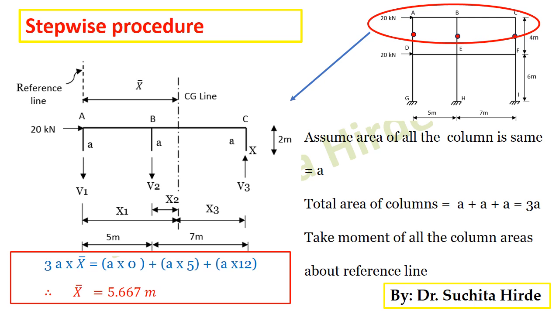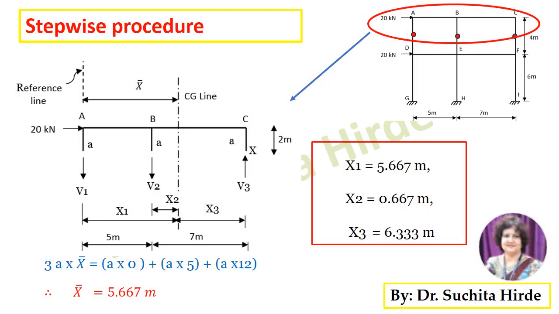Next step is to calculate the distance of each column from the CG line, that is x1, x2 and x3. The distance of the first column is x1, and x1 is nothing but x bar. So x1 is 5.667 meter. x2 is the distance of the second column, so it will be x1 minus 5 meter. So it is 0.667 meter. x3 is the distance of the third column, so it is equal to 12 minus x1, which is 6.333 meter.